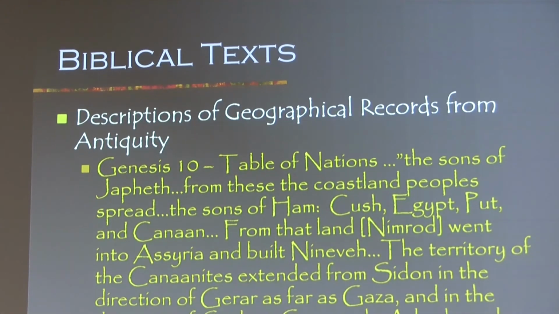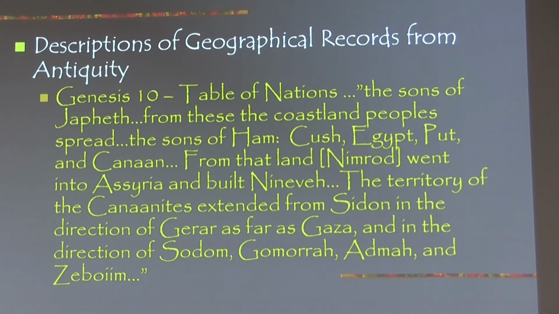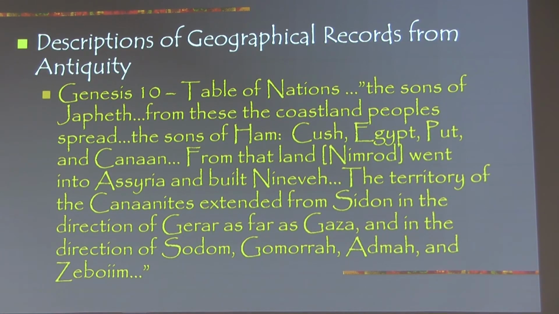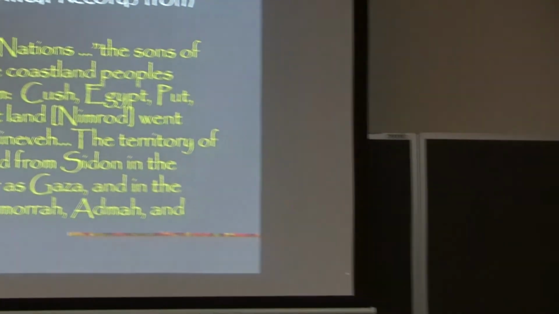Here's Genesis 10, just a little excerpt to give us a sense of what this whole record from antiquity might be all about. Sons of Japheth, coastland peoples. And then it mentions Cush, Egypt, Put, and Canaan. And then if you skip down to the last sentence, the territory of the Canaanites, and now notice how specific this is getting, extended from Sidon, that happens to be up in the area of Phoenicia, in the direction of Gerar as far as Gaza, going straight down the coast of the Mediterranean Sea, and then in the direction of Sodom, Gomorrah, Admah, and Zeboim. Of course, that's a really interesting reference because we don't know exactly where those cities were. They were the ones destroyed in Genesis 19.